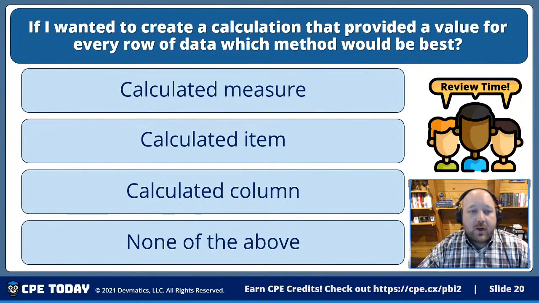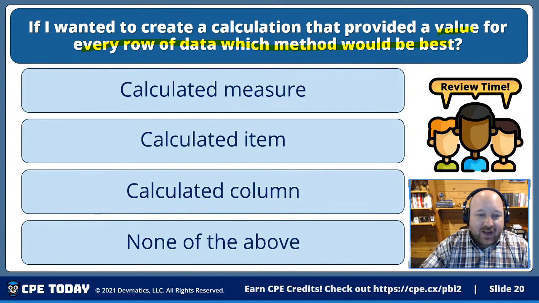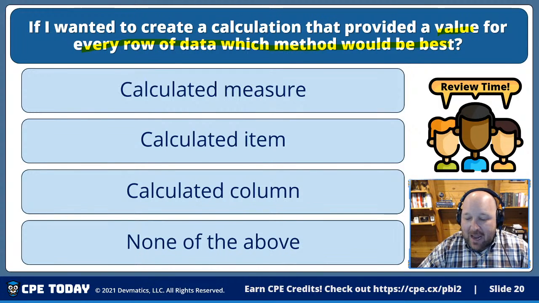If I wanted to create a calculation that provided a value for every row of data, which method would be best? Would it be a calculated measure? The answer is no. That does it across the whole data set. Would it be a calculated item? No, that is something we use inside of Excel when we want to do a calculation inside of a pivot table. Calculated items do not exist in Power BI. Would it be a calculated column? You betcha. That's what we would use when we wanted to create a value per row. And none of the above, no. The correct answer here is calculated column.